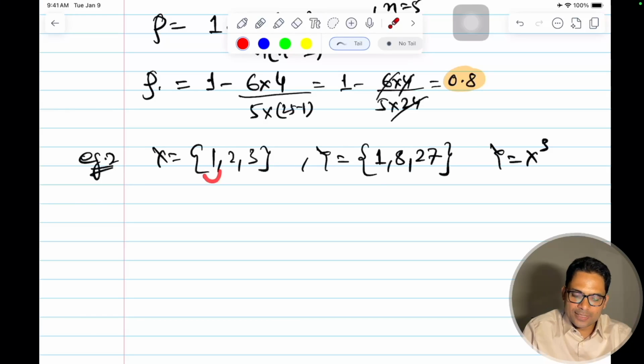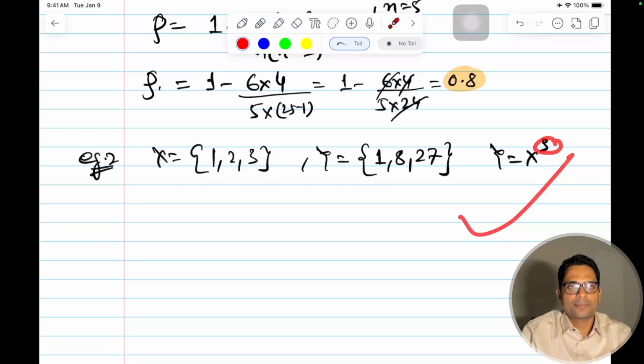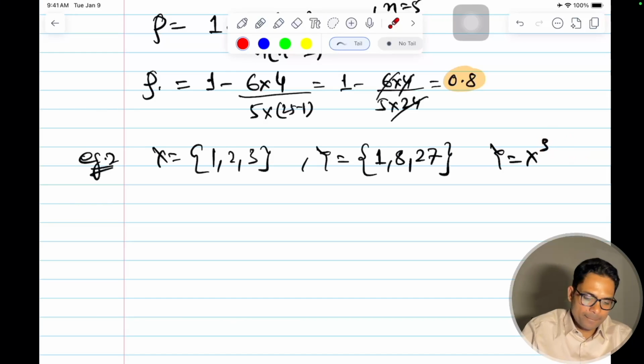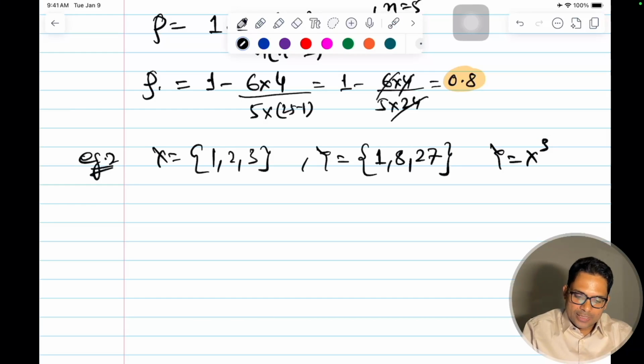So as x is increasing, y is increasing. There is a monotonic relationship, and they're increasing. But this is not linear. This is monotonic, but not linear. See the power here. Power is not 1. So here you see the ranks are same. The order of these numbers and the rank of these numbers is same. So the Spearman rho will come as perfect plus 1.